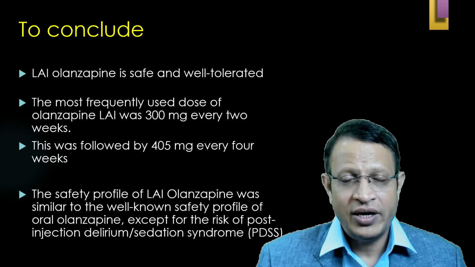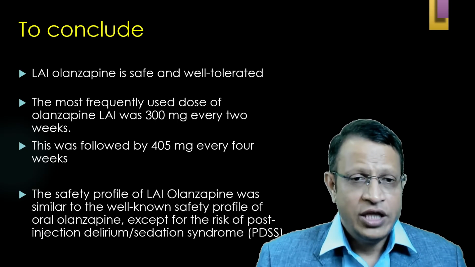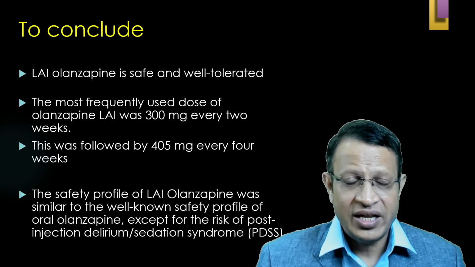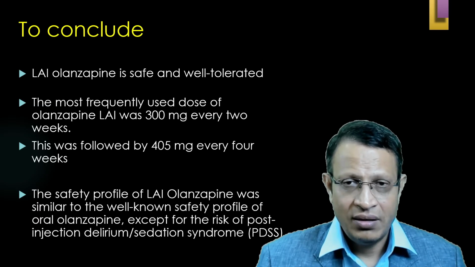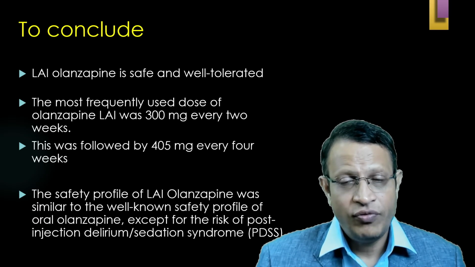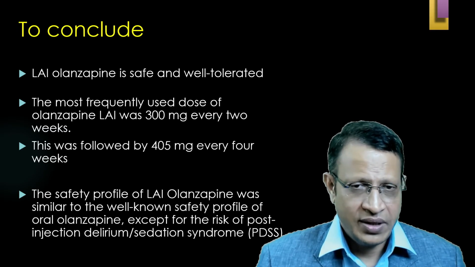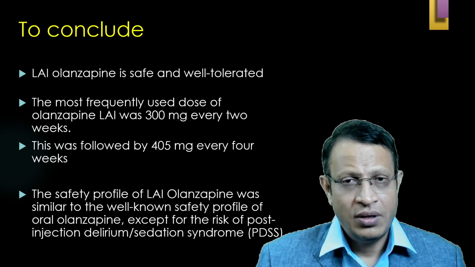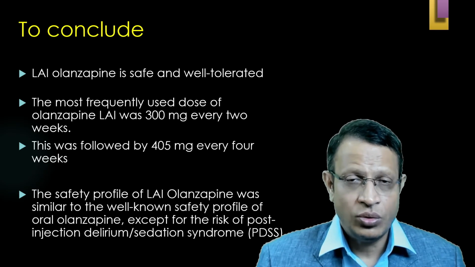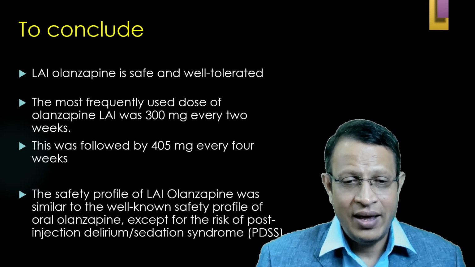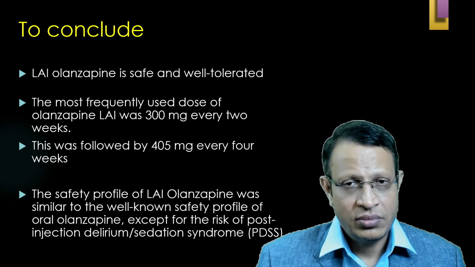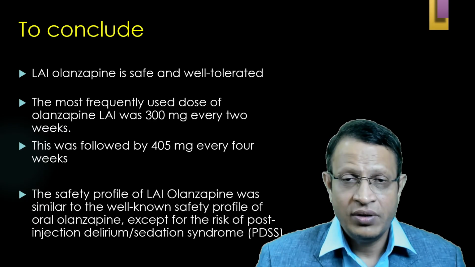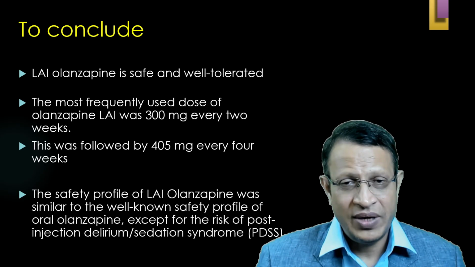To conclude, my dear friends, olanzapine is a safe and well-tolerated depot preparation. The most frequently used starting dosage is olanzapine 300 mg fortnightly for 4 weeks, and then after 4 weeks you need to give 405 mg every month. The safety profile of long-acting olanzapine is similar to oral olanzapine except for the risk of post-injection delirium or sedation syndrome. Hence, whenever you give long-acting injectable olanzapine, please observe the patient for 3 hours.